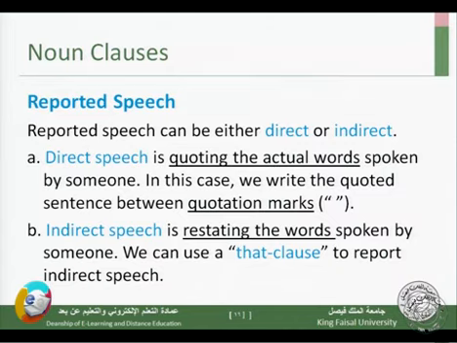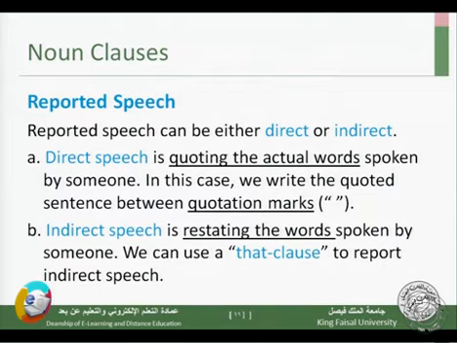Compare this with indirect speech. Indirect speech is restating the words. We change them. So we restate the words spoken by someone, and we use a that clause to restate them, to say them again. In this case, we don't need quotation marks. And here we'll see some examples.